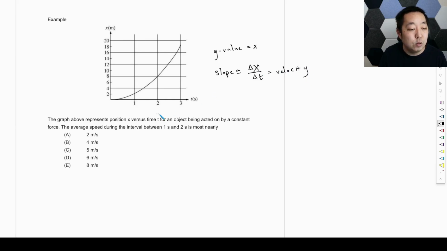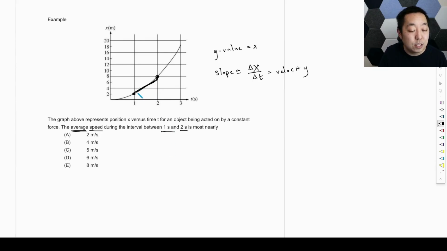Now they're telling you it's a constant force. Force, don't worry about that part. The average speed. Now we're looking at the slope, and it's between 2 points in the interval. So we're looking at the slope between 1 and 2 seconds. We want to calculate the slope of that line. That would give me my velocity, but then I just take the absolute value to get the speed.